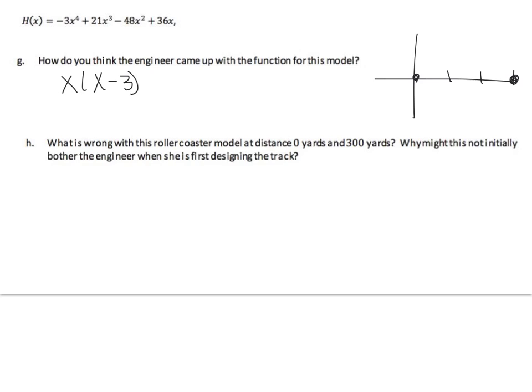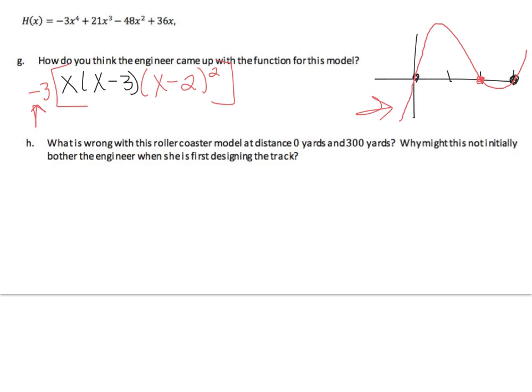To create the bottom of the hill at 200 yards, she multiplied this function by x minus 2 squared. And then she needed to multiply the whole thing by negative 3 to guarantee the shape. That negative 3 guarantees that you go up first before you go back down. Okay, that's what the leading coefficient of a negative does.